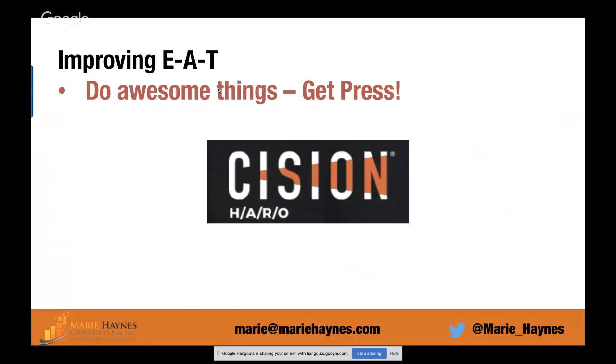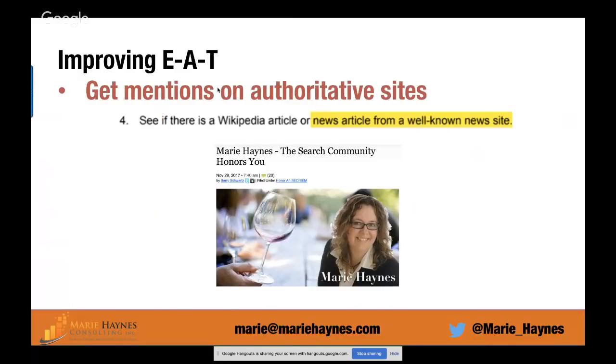And so that's one thing you can do to help build up your EAT: reply to HARO requests, and then often you can get mentioned in authoritative places. The guidelines also talk about news articles from well-known news sites. So in your industry, you should see who the big players are and how you can get mentions on those sites.